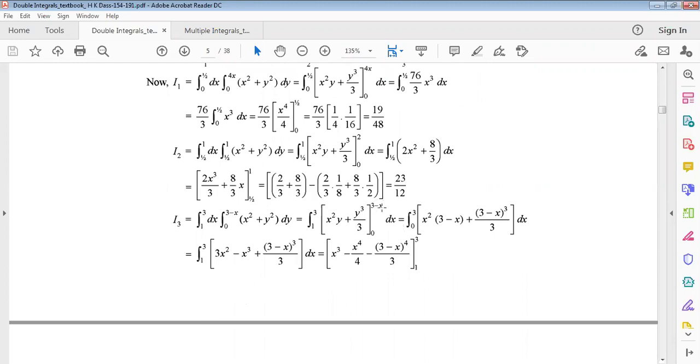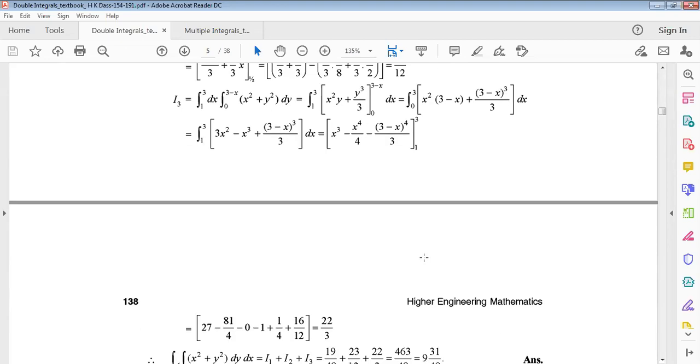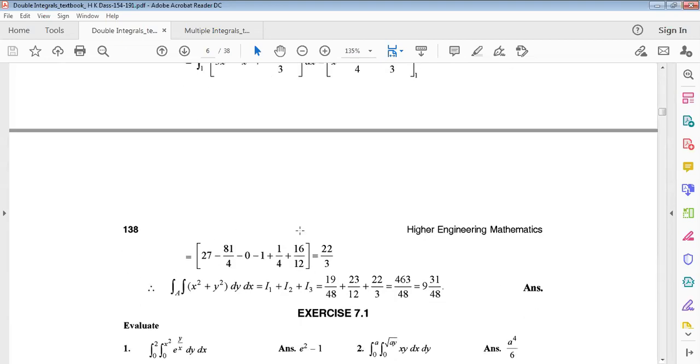Now putting upper limit 3 minus x in replace of y, 3 minus x and 3 minus x whole cube. Then 0 will be whole 0. This is why no need to put 0. So after taking integration with respect to x, we get this one, and put the limit within the third bracket. Upper limit will be 3 and lower limit will be 1. So putting those limits, we get 22 by 3. So taking the sum I1, I2, I3, the 3 areas here, actually we get the total area will be 9 and 31 by 48. This is actually the result.